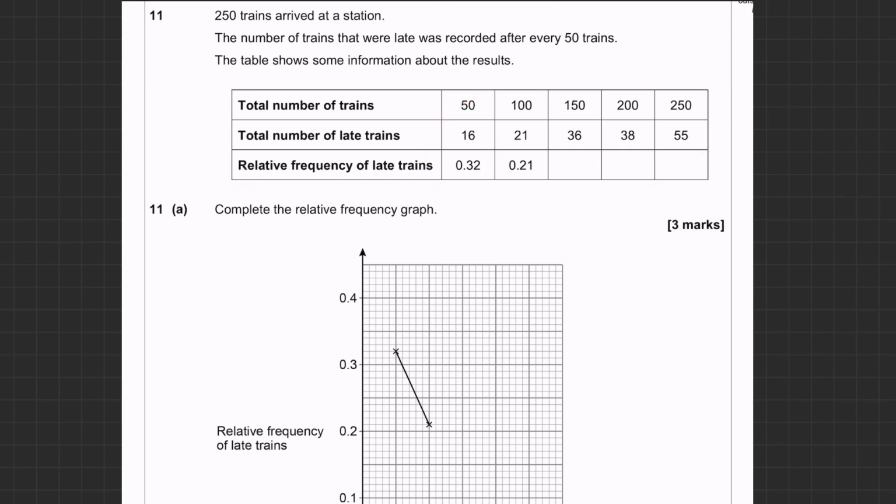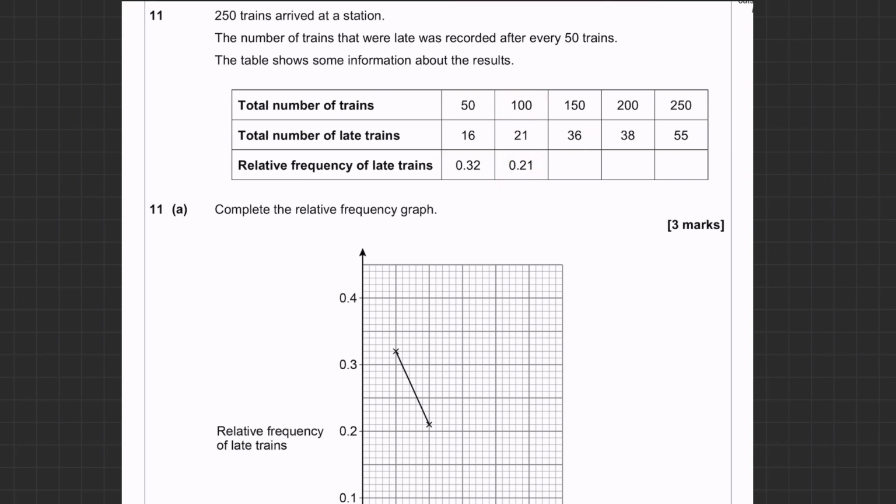Now the way to do this is quite nice really. We can say, well, if this is the relative frequency, I like to think of these as percentages. So 32% of these 50 trains were late, or 16 out of 50 were late. So the calculation for this was 16 divided by 50 equals 0.32. Same for this second column here. 21 divided by 100 equals 0.21. So this is 21% of these 100 trains were late.